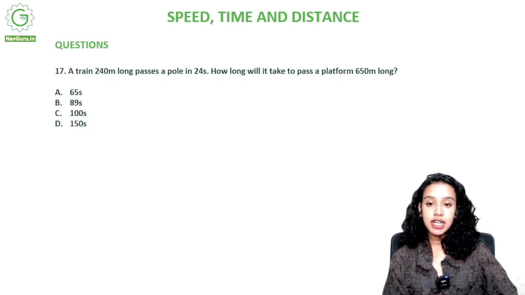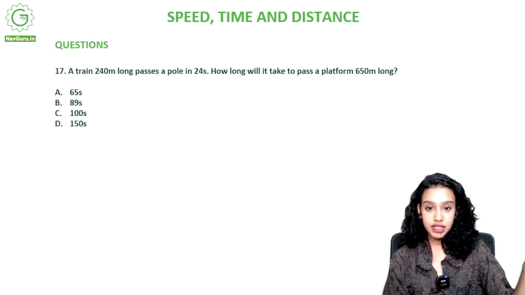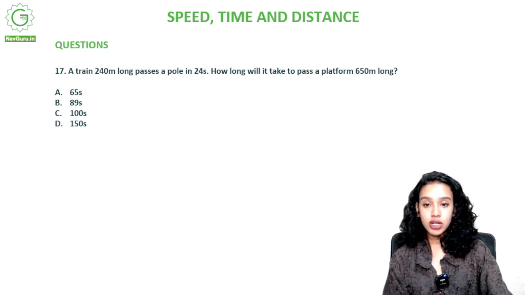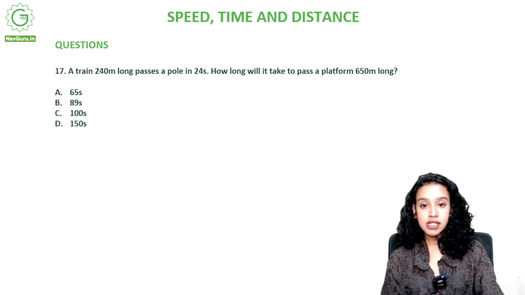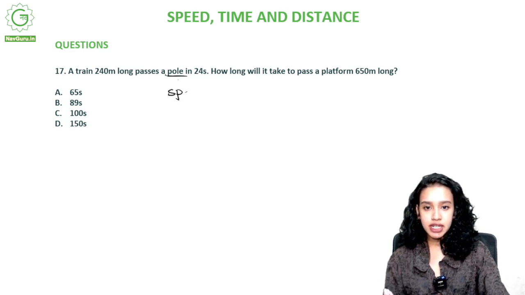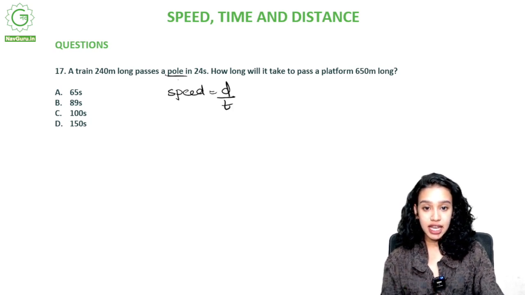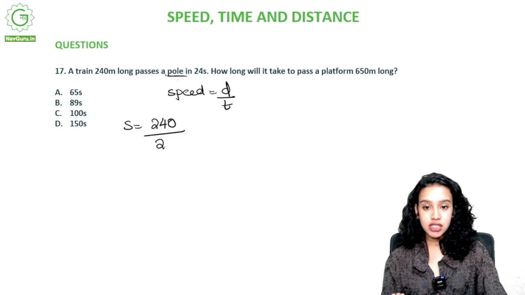Now, a train 240 meters long passes a pole in 24 seconds. How long would it take to pass a platform 650 meters long, right? So a train 240 meters long passes a pole in 24 seconds. The length of the pole can be neglected. So we have speed is equal to distance by time. Let's find the speed of the train. Speed is equal to distance, the length of the train, divided by the time taken, 24.